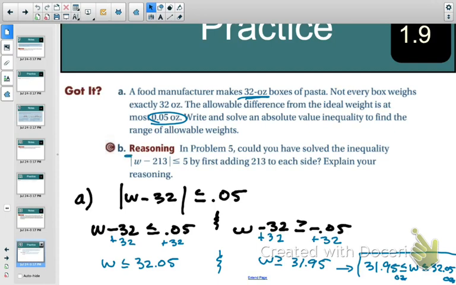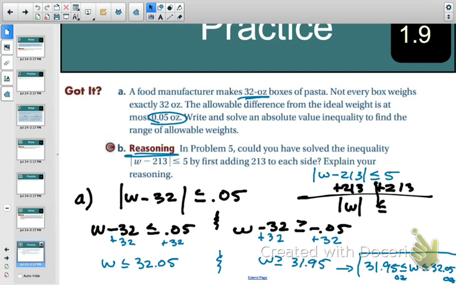If we look at B here, this is in problem 5, which is the other weight one we did. Could you have solved this by first adding 213 to both sides? So going like this, and just adding, so instead of splitting it into 2 equations, just adding 213 here and saying absolute value of W is less than or equal to 218. Well, no, we can't do this because, first of all, you're just taking this out of the absolute value without following any proper rules.